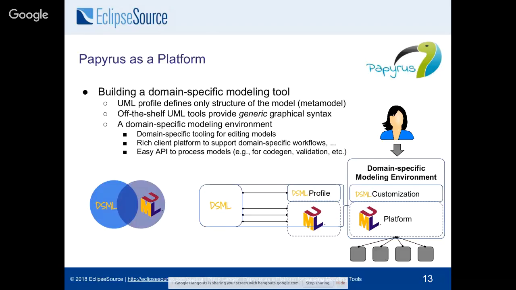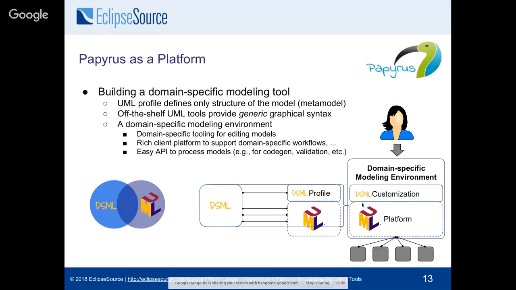And for that, we of course need things like domain-specific tooling, like a specific graphical syntax. We need specific tools to create specific modeling patterns or elements. And we need a rich client platform to support the domain-specific workflows and to help users interacting with those models. And finally, as mentioned before, we need to build components that make use of those models and fulfill a certain task, like code generation, validation, analysis, and stuff like that. And therefore, to implement those components, we need an easy to use API to process these models.